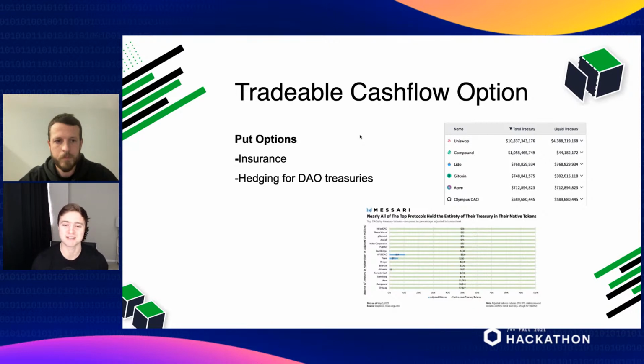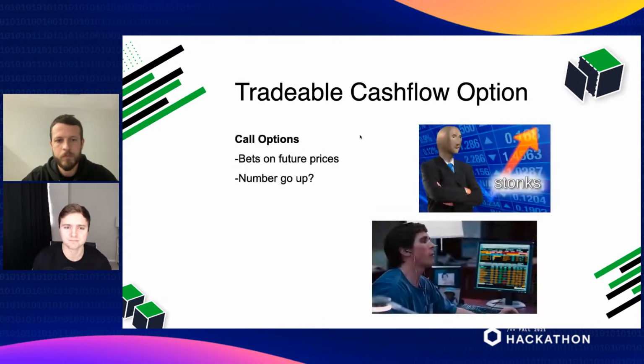And this could be interesting for a DAO treasury, for example, because I actually just found this out recently, but many DAOs hold the majority of their treasury in their own token. So they're extremely dependent on the market for their particular governance token for the value of their treasury. So we think it could potentially be interesting for a DAO treasury to use something like this tradable cash flow option to hedge against the risk that something bad happens to the market for their governance token, and hedge themselves against that risk.